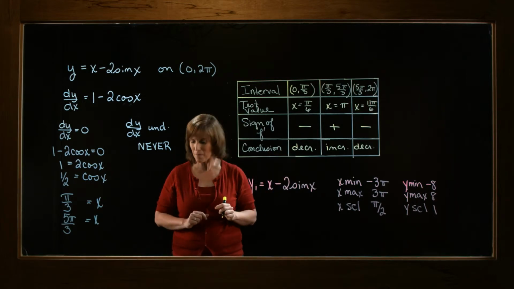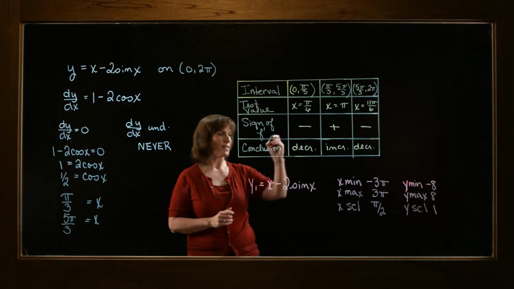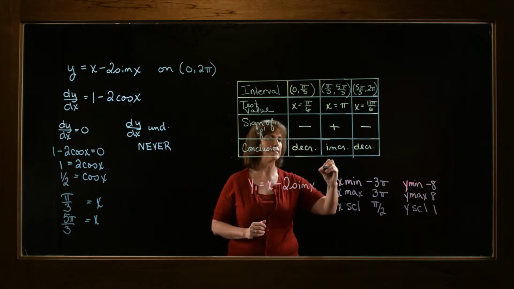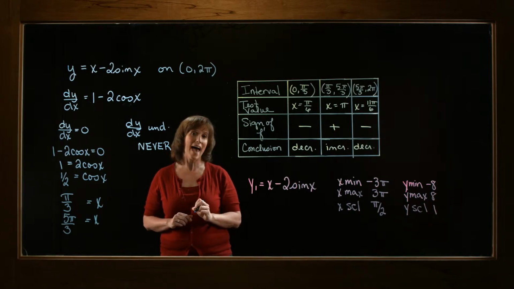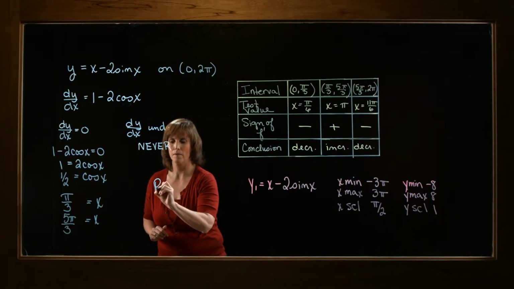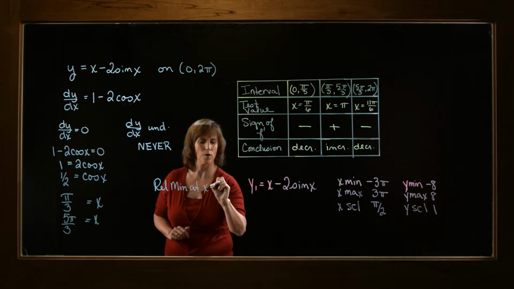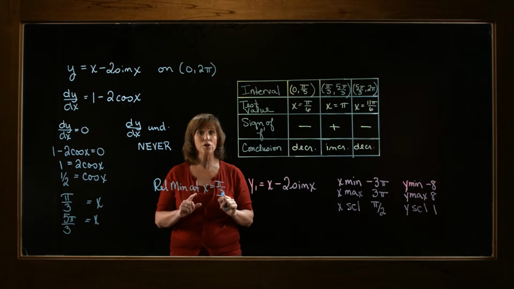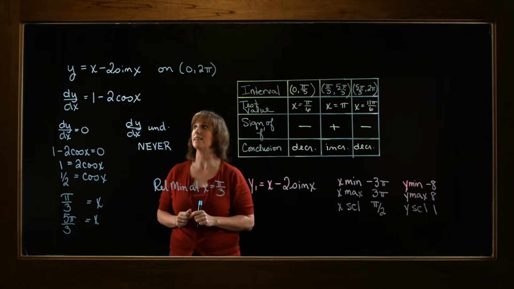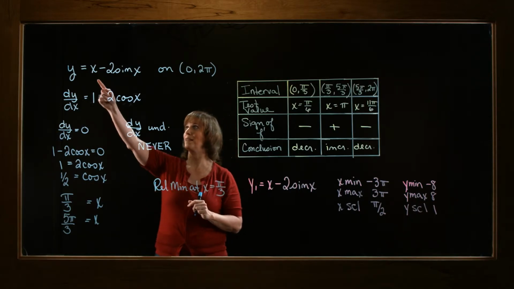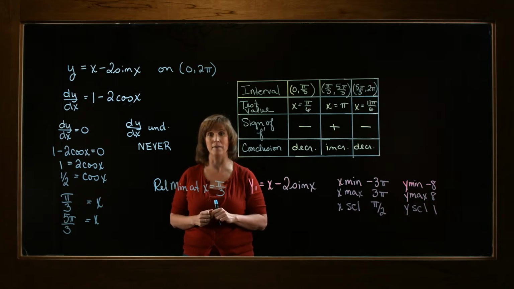Okay, so if I interpret my information, I'm looking at a graph that decreases and then begins increasing again. So at pi over 3, I'm going to have a relative minimum. Now it's worth checking to make sure my function is actually defined there. And I'm allowed to take the sine of pi over 3, multiply it by 2, and then take pi over 3 minus that value. So it's defined there. So there will be a relative minimum at that point.